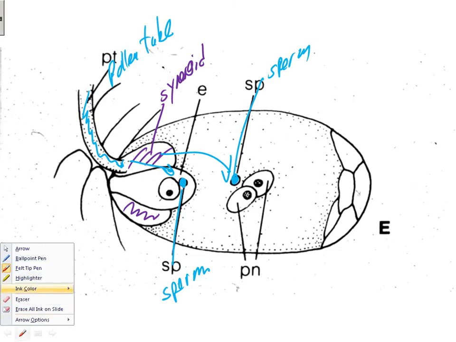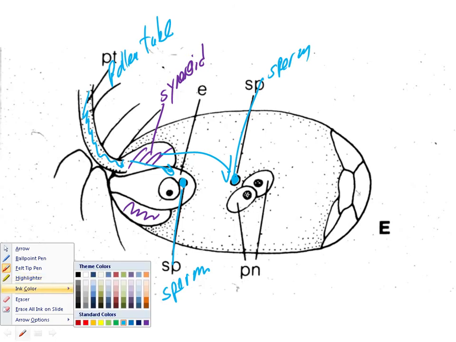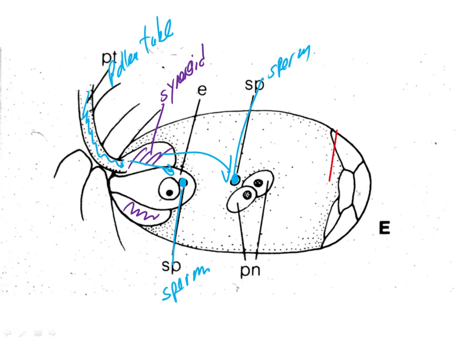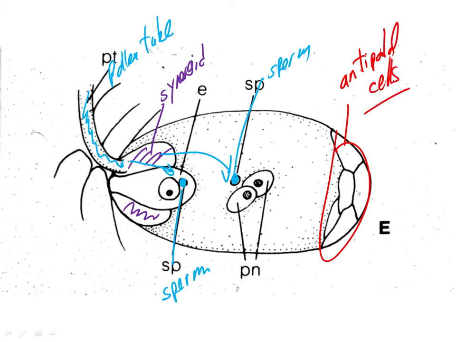We see at the other end the antipodal cells, and you notice here there are more than three. So here's already one slight variation on what we've learned. We'll just label them antipodal cells. We're going to use the number three for the number of antipodal cells, even if our diagram in this case shows more than three. So if you had to say how big is an embryo sac, it would be seven cells, eight nuclei.